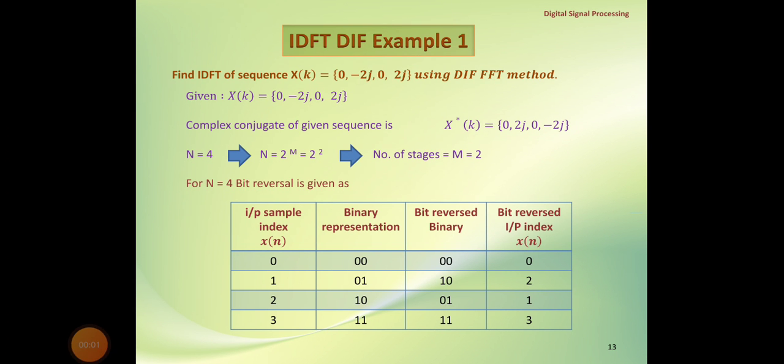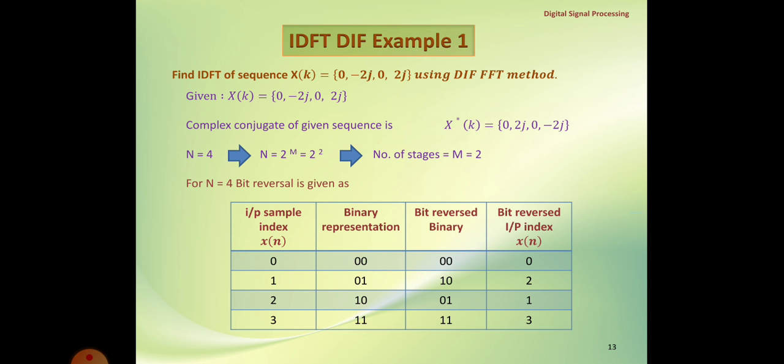Let's see the next example to calculate the IDFT of a given sequence using the decimation in frequency FFT algorithm. The given sequence is X(k) = 0, -2j, 0, +2j. First step, taking the complex conjugate of the given sequence, that is X conjugate(k) = 0, 2j, 0, -2j. As it is a complex conjugate, we just change the sign of the imaginary term, that is, plus j will become minus j and minus j will become plus j.